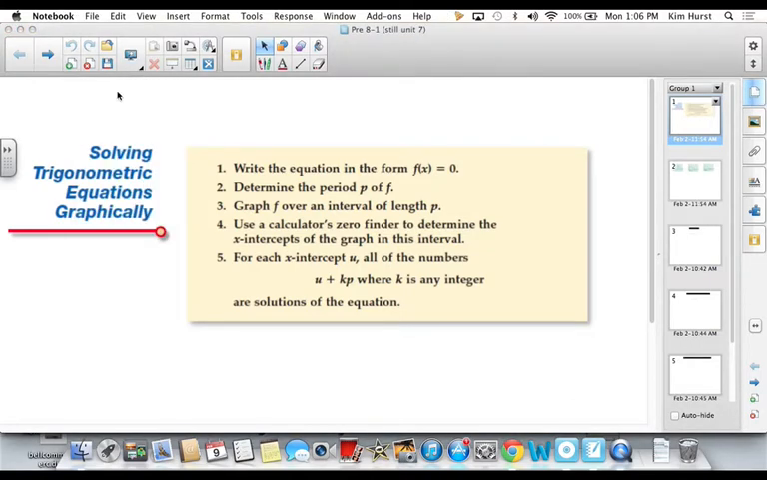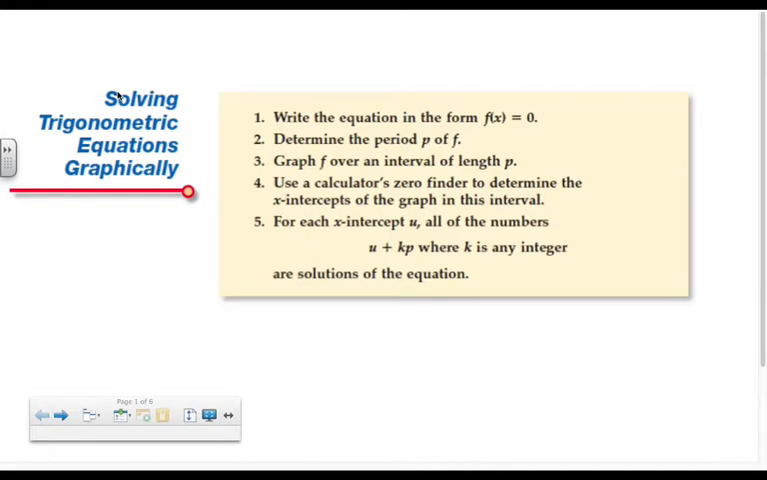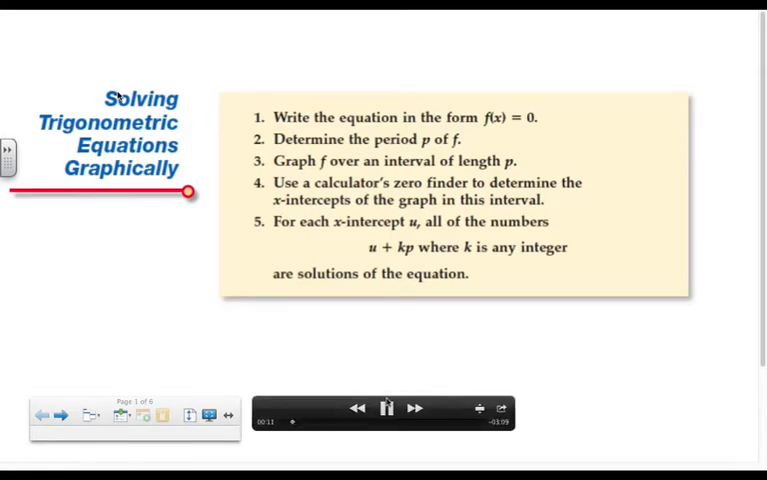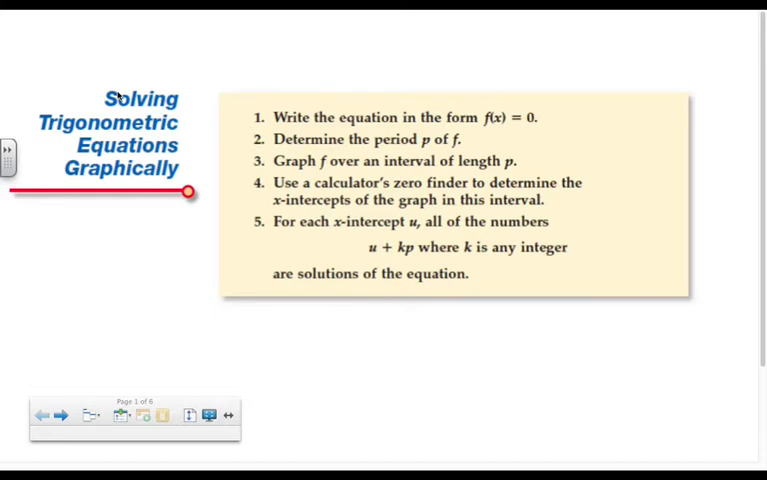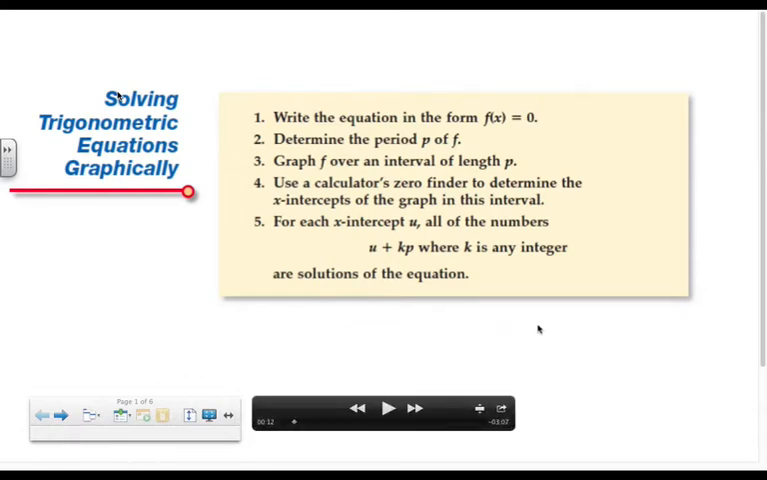So this is solving trig equations with a graph. The reason that I left it in here in Unit 7 was because Unit 8 is all about solving trig equations, but they don't use any graphing. So I thought we'd just throw it in with the graphing, and then we can deal with graphing for a while. It's actually very, very easy to solve a trig equation with a graph.